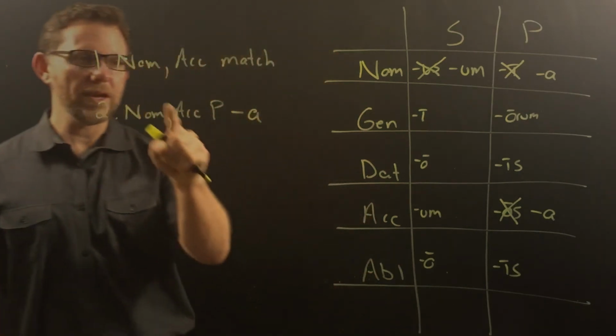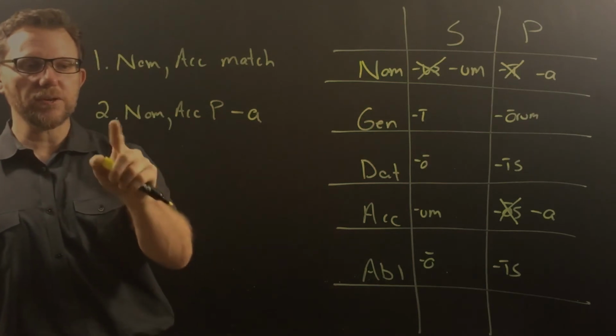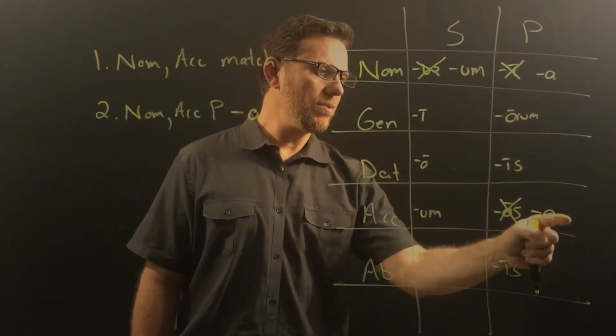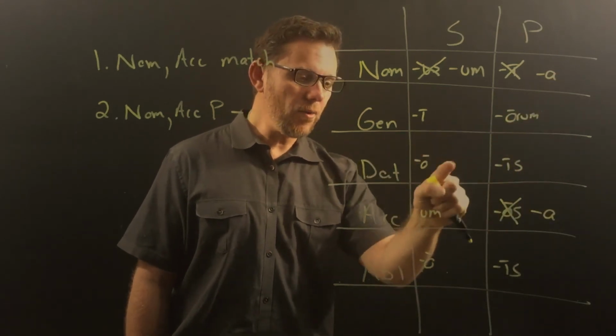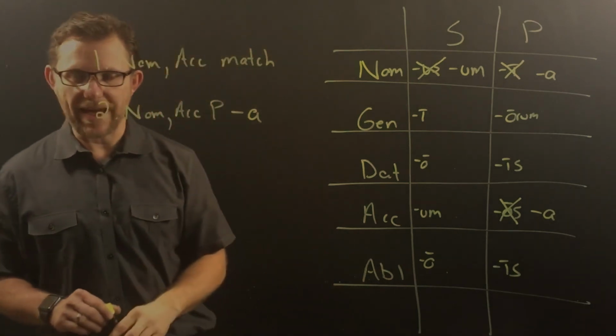Rule number 1, the nominative and accusative have to match, so it changes here. Rule number 2, the nominative and accusative plural has to be a short a, so we change both of these here. Otherwise, the rest of your endings are the same as they are in the second declension masculine chant.